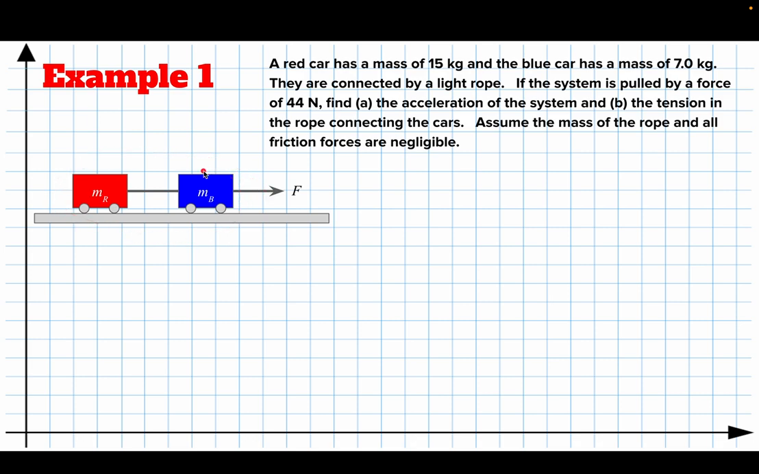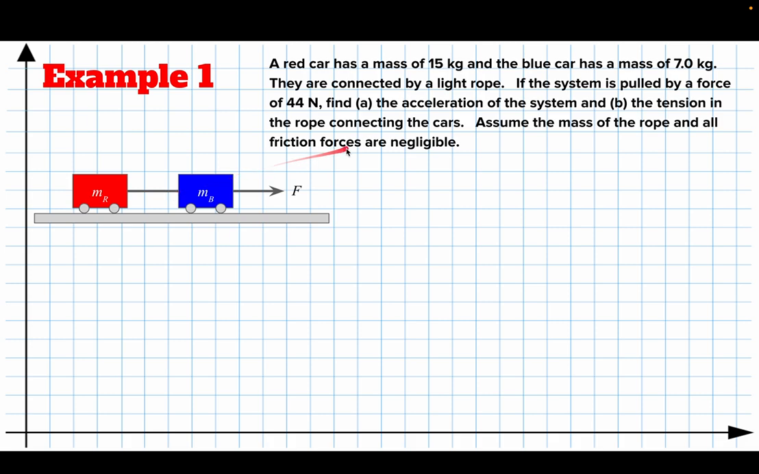So we call this a coupled system because it has two objects, a red car and a blue car, and they are connected. And because they are connected, we can assume that they have the same acceleration. So if the blue car's acceleration was different than the red car, then either this rope would be collapsing or breaking, and neither happens. So we assume that this rope stays taut the whole time. So in a coupled system, we assume the accelerations of each component are the same.